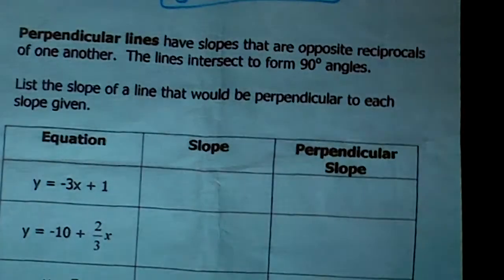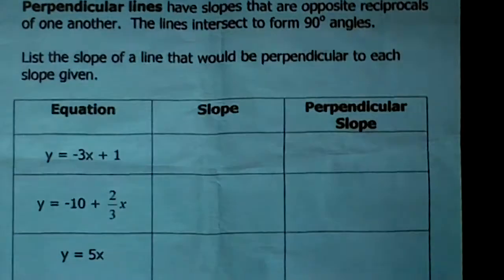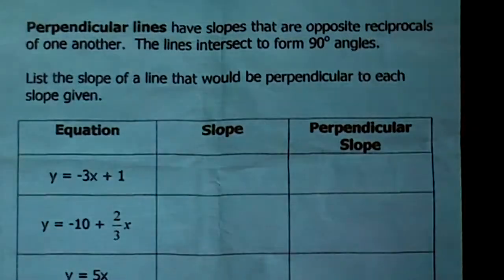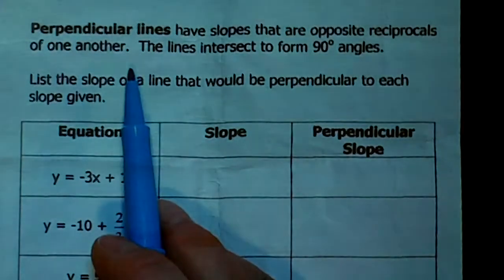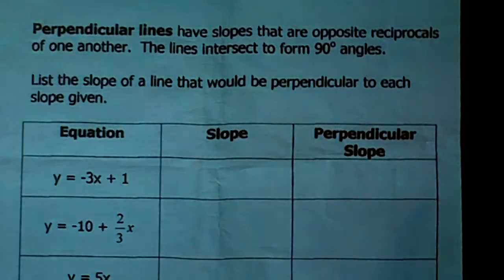Perpendicular is kind of a different story. Not too much of a different story, though. The whole process is pretty much the same, but when you're dealing with the slope, you don't take the original slope. You take the slope of one that's perpendicular, which is what I call opposite reciprocal. So perpendicular slopes, or perpendicular lines, have slopes that are opposite reciprocals of one another. The lines intersect to form 90-degree angles.